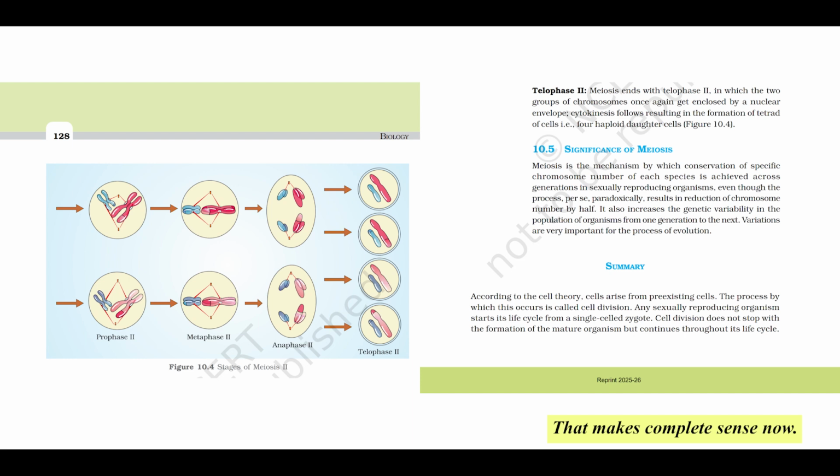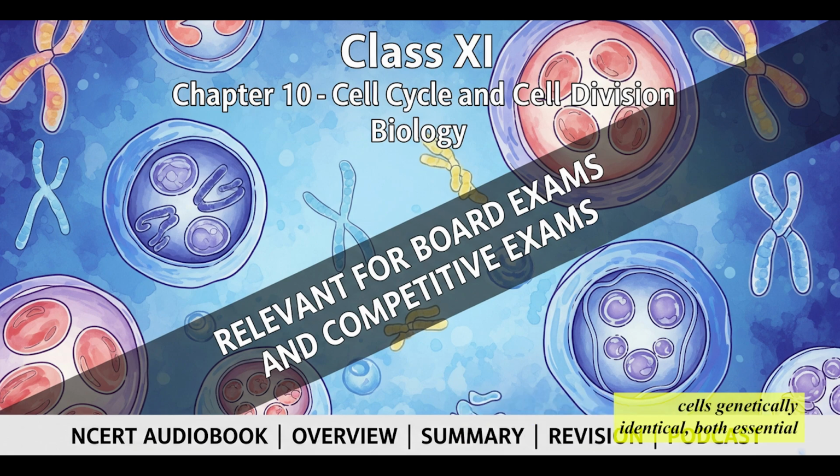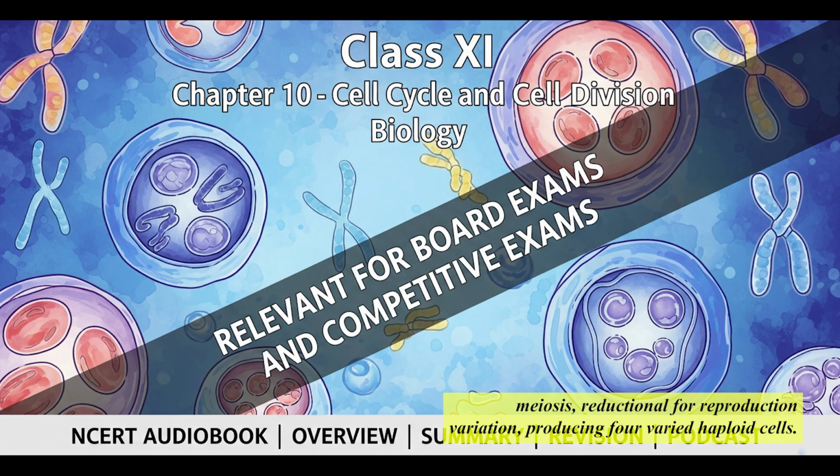That makes complete sense now. Meiosis for genetic variety and maintaining chromosome numbers in reproduction. Mitosis for growth, repair, and keeping somatic cells genetically identical. Both essential, but totally different jobs and mechanisms. Precisely. You've summarized it perfectly. We've journeyed through the entire cell cycle, distinguishing mitosis, equational, for growth and repair, producing two identical diploid cells, from meiosis, reductional, for reproduction and variation, producing 4 varied haploid cells.